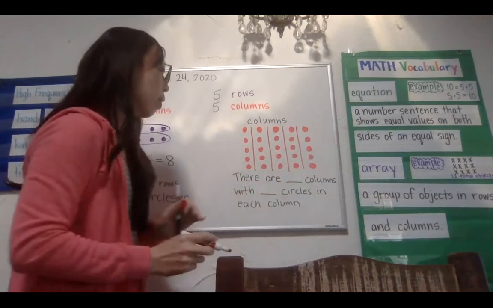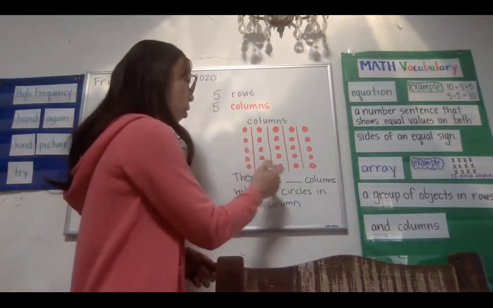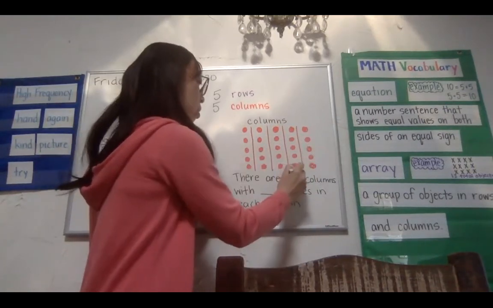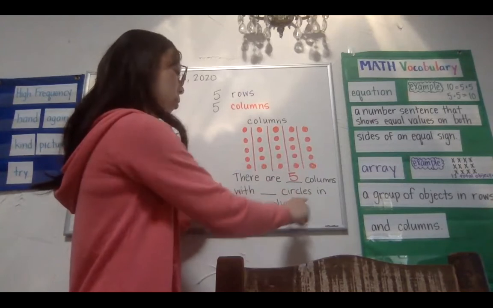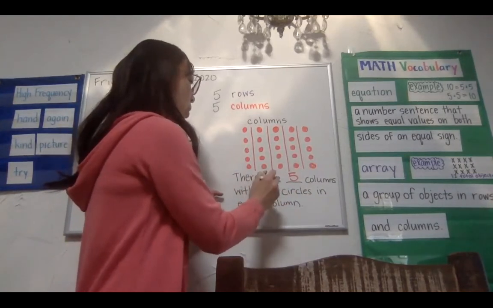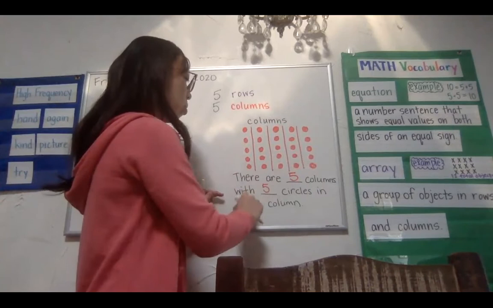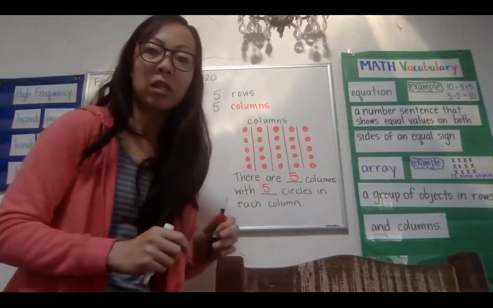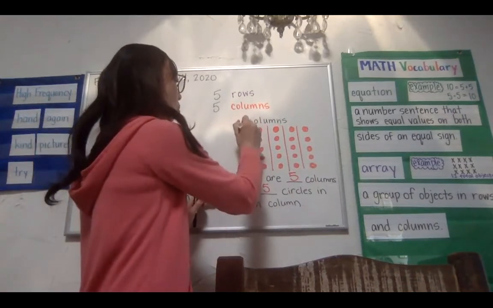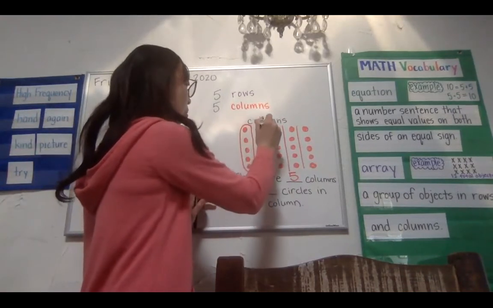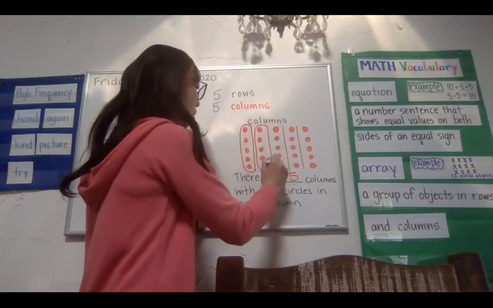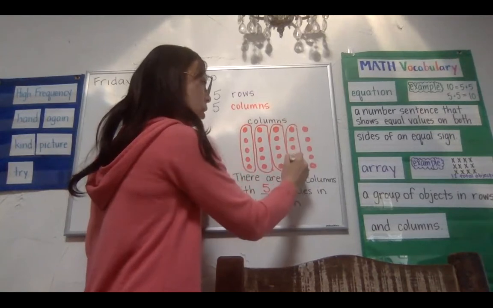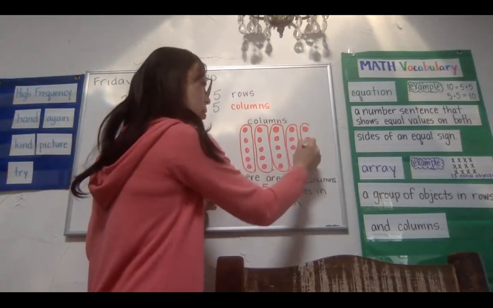All right, scholars, now I want to fill in the blanks here. There are how many columns? 1, 2, 3, 4, 5 columns. And how many circles are in each column? 5. So I know I can say there are 5 columns with 5 circles in each column. Now, if I want to write an equation for it, I'm going to create my equations based on these 5 columns that I have. So how many circles did we say were in each column? We said there are 5 circles in each column.